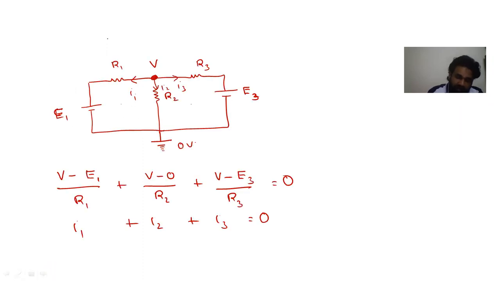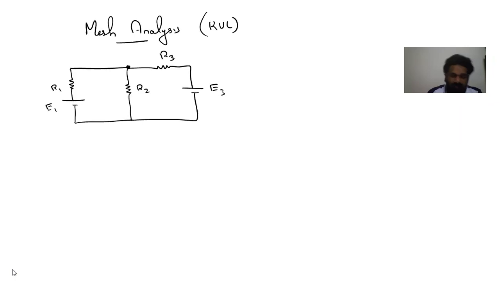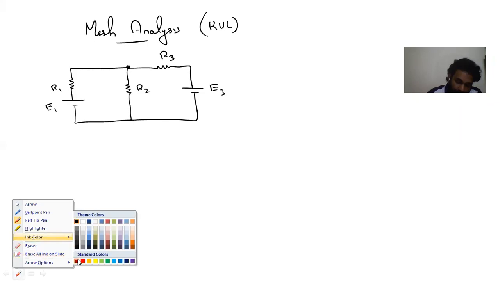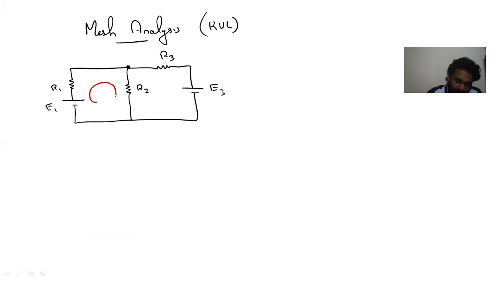In nodal analysis, we are using what? KCL, Kirchhoff's current law. And in mesh analysis, we are using KVL, Kirchhoff's voltage law. So what we do here, we will be marking a clockwise current. We do not know clockwise or anti-clockwise, but we are marking this.